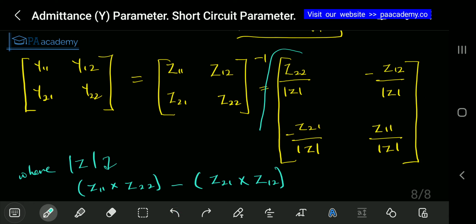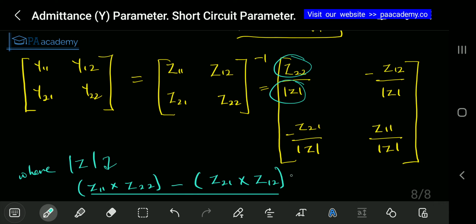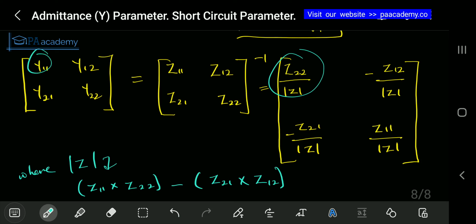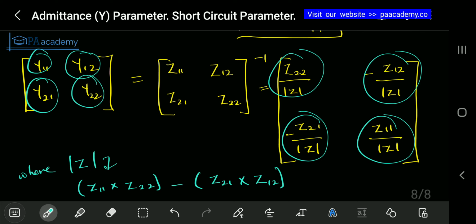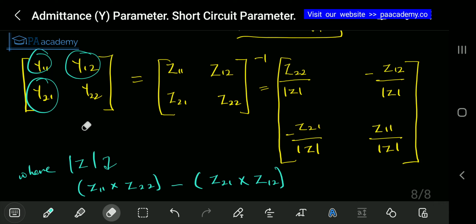So you're going to use all the z values to get this. By the time you get your z22, you divide it by the determinant of your z, which you get just the way you do it in matrix. Whatever you get here will be your y11. Once you compute this, you get your y12. You compute this, you get your y21. You compute this, you get your y22. I hope you get that. So basically, that is how you are going to use this formula. I want you to take note of this because you are going to use it a lot in solving examples.